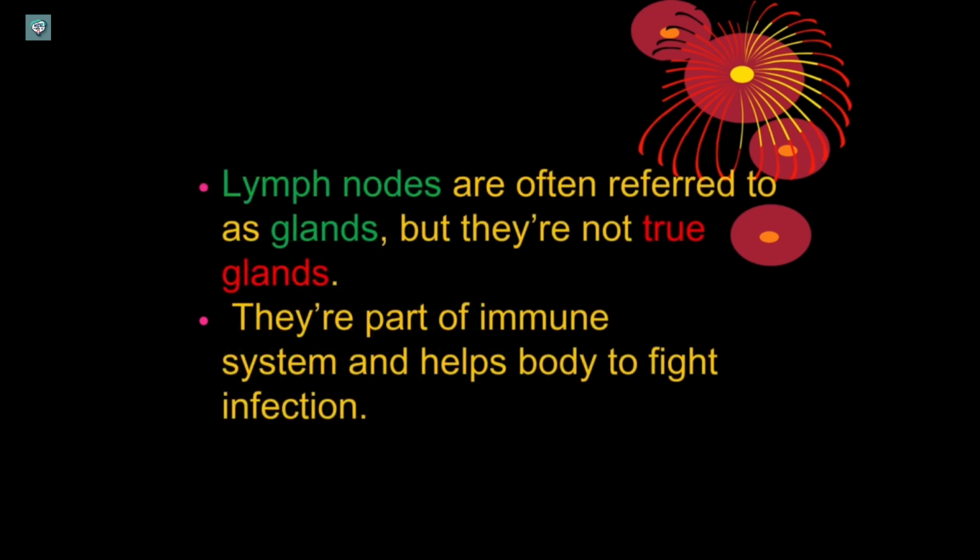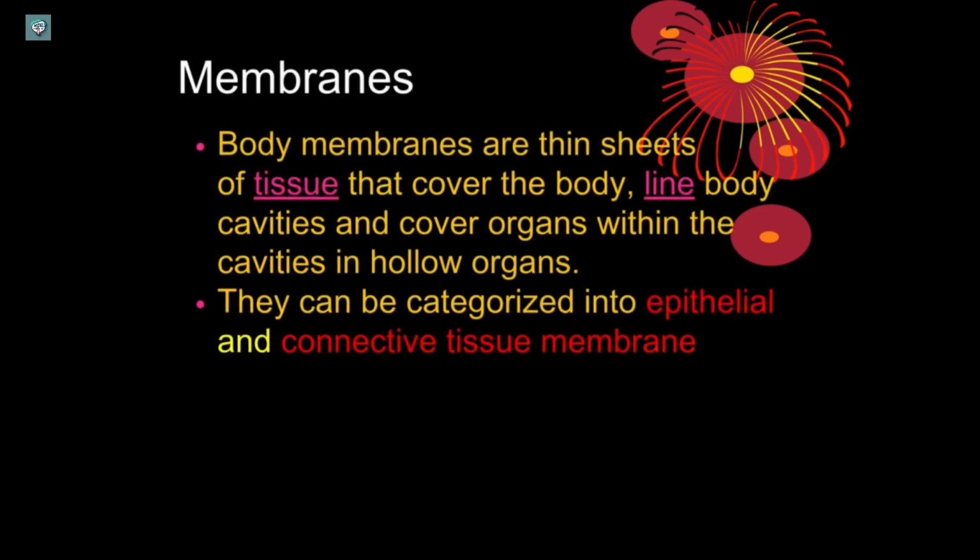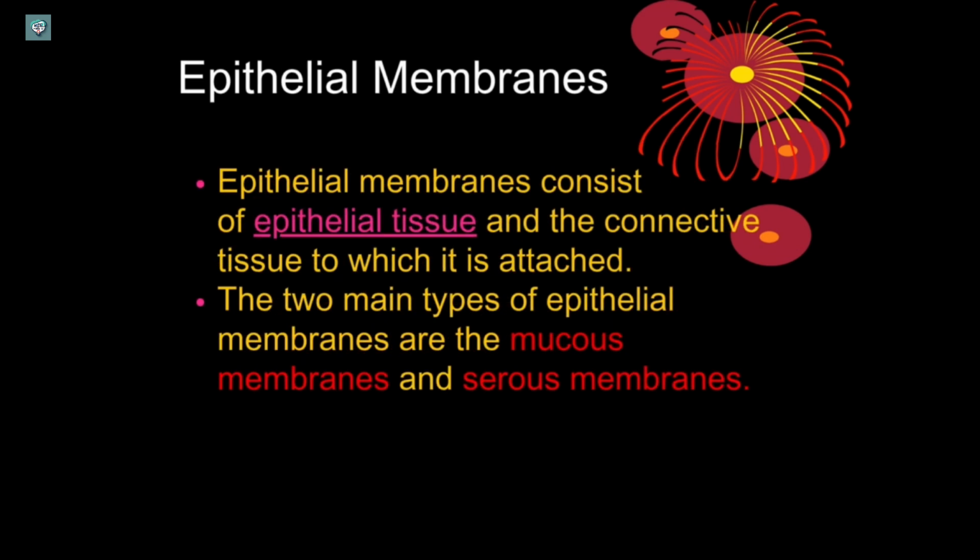Lymph nodes are often referred to as glands, but they're not true glands. They're part of the immune system and help the body to fight infection. Membranes. Body membranes are thin sheets of tissue that cover the body, line body cavities, and cover organs within the cavities in hollow organs. They can be categorized into epithelial and connective tissue membranes. Epithelial membranes consist of epithelial tissue and the connective tissue to which it is attached. The two main types of epithelial membranes are the mucous membranes and serous membranes.